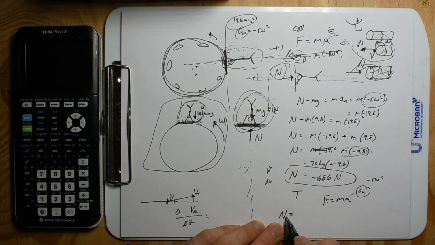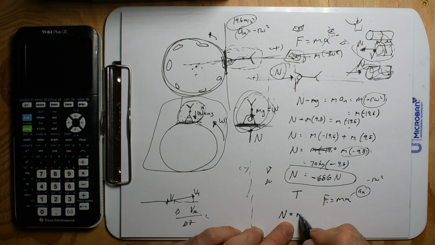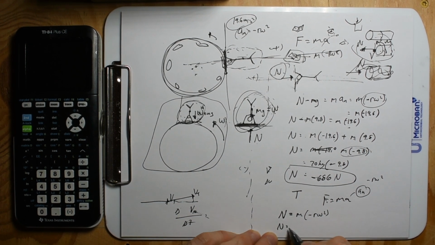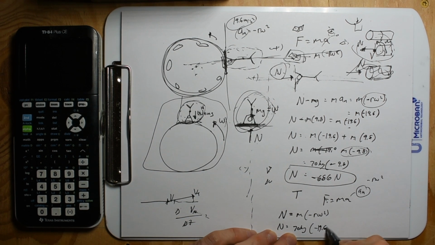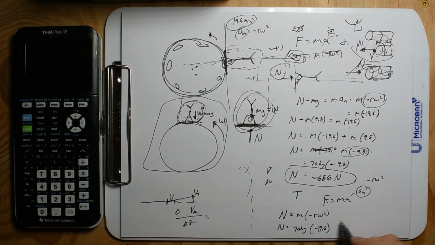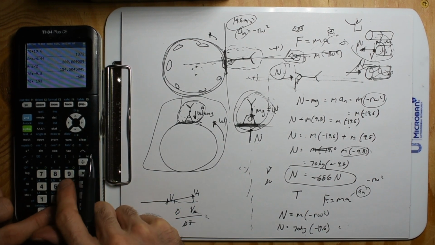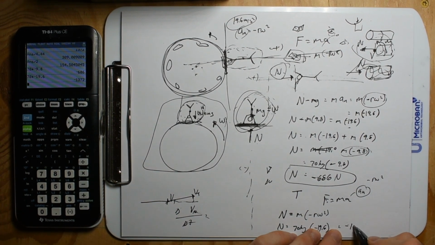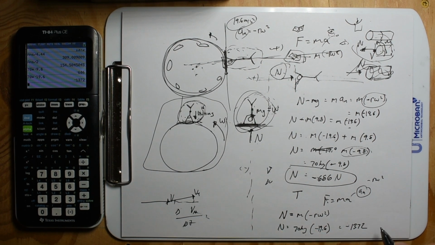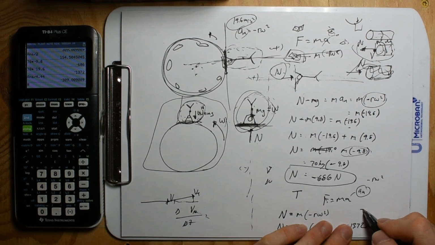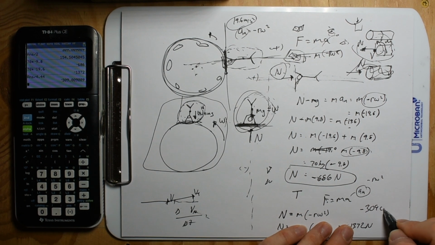And we're going to see that the normal force is equal to mass times negative r omega squared. Same scenario: 70 kilograms times negative 19.6. But we get double it. 70 times negative 19.6, and we get negative 1,372 newtons divided by 4.44, and we get negative 309 pounds.